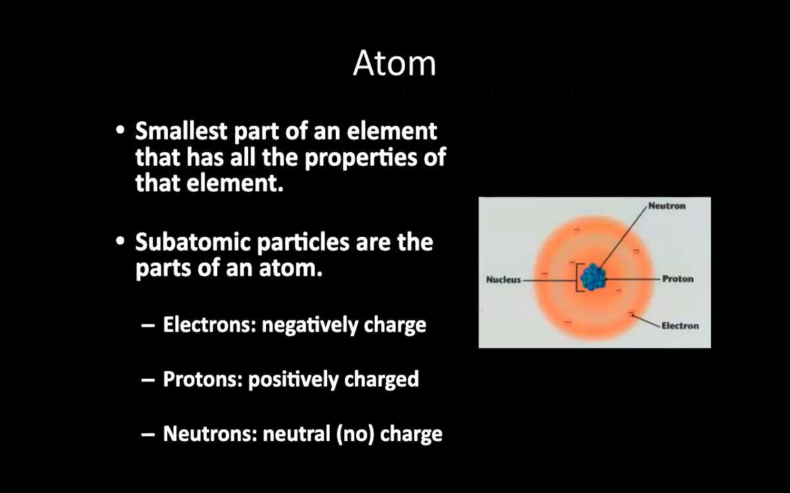Next, we need to be familiar with an atom. Okay, this is the smallest part of an element that has all the properties of that element. So there are subatomic particles that make up the atom. Those are electrons, protons, and neutrons. So electrons are negatively charged, protons are positively charged, and neutrons don't have a charge because they are neutral. So think neutron, neutral. Okay, proton, positive, PP, and then electrons are negative.